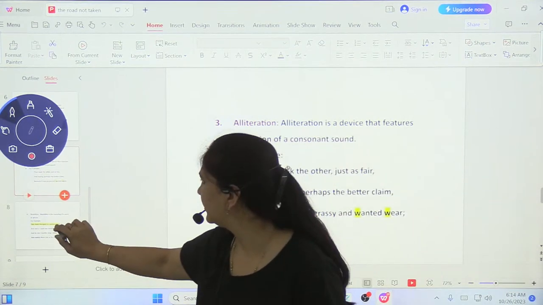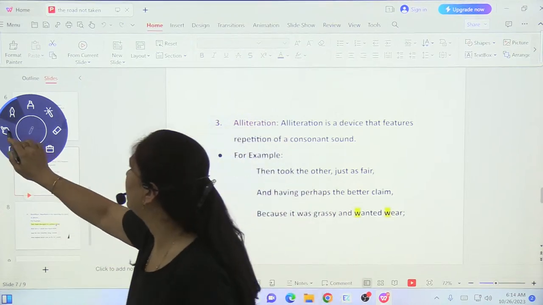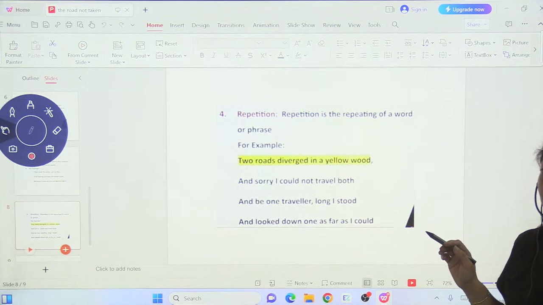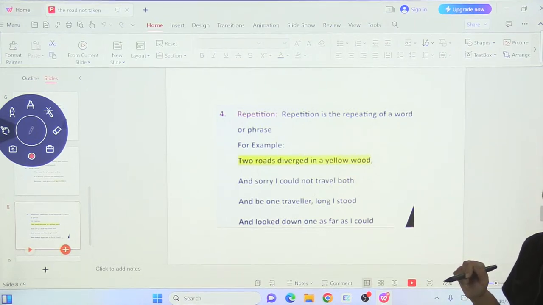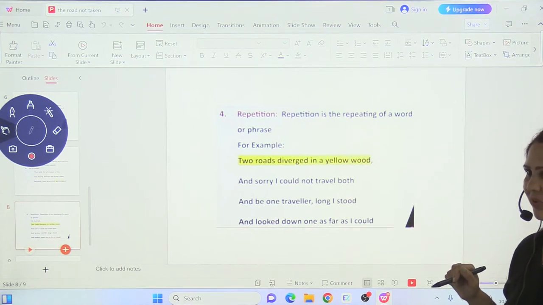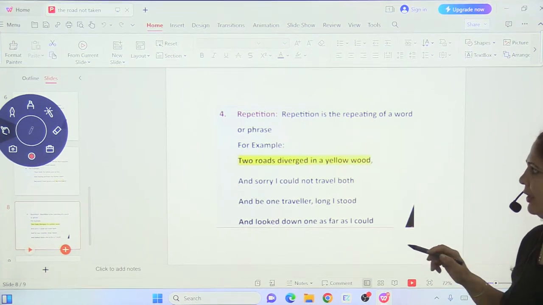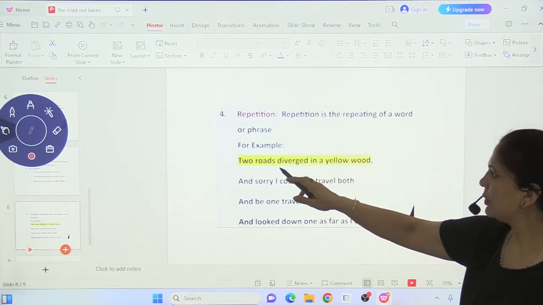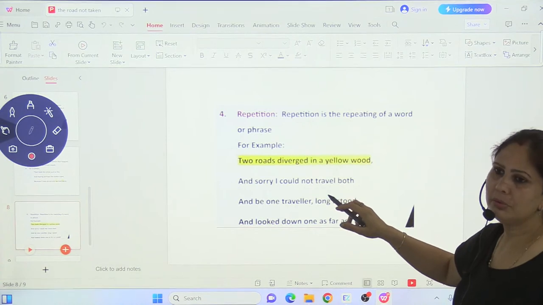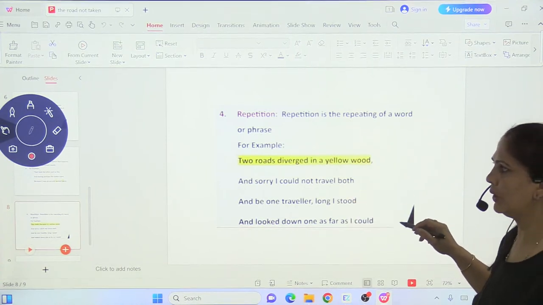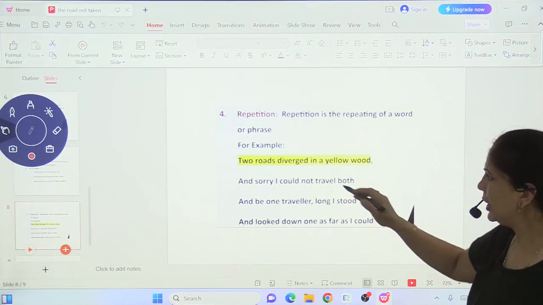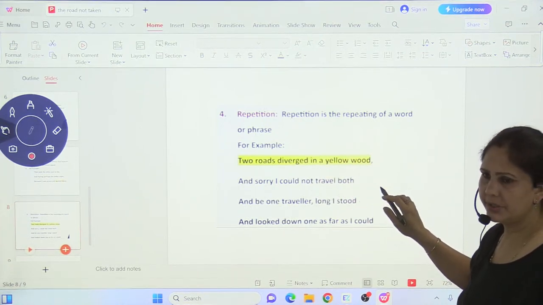Okay, next. Now, we were talking about repetition. We have already discussed anaphora, and repetition is a word repeated anywhere. Like here, if you see this line, a line repeated. So, what is the line repeated in the poem? Two roads diverged in a yellow wood. It is repeated in almost every second stanza. So this is the use of repetition.